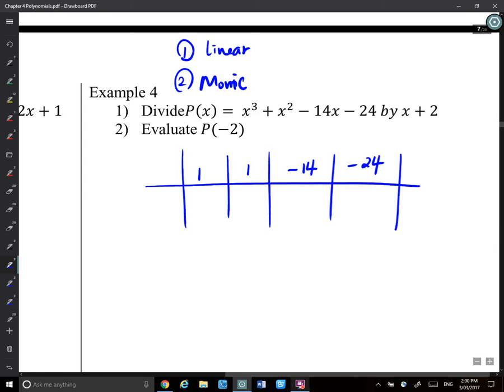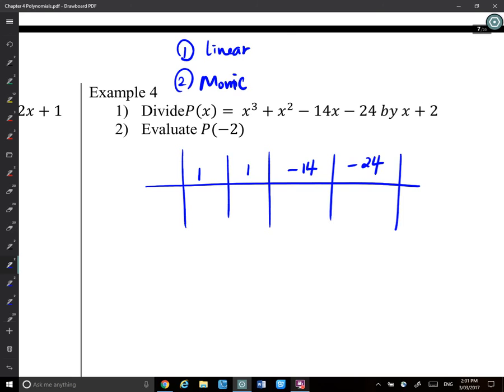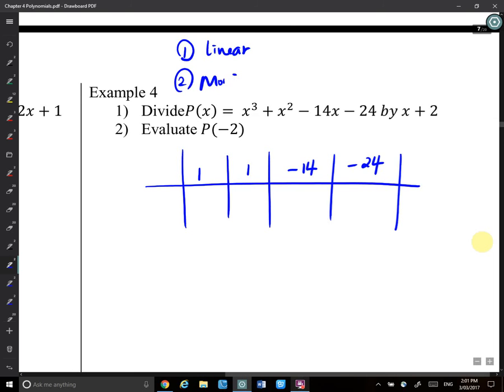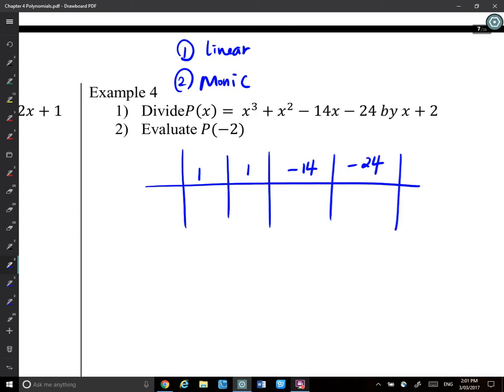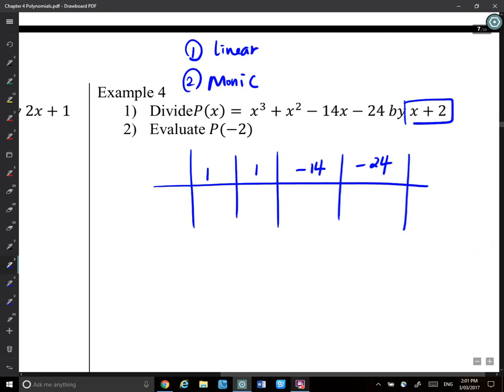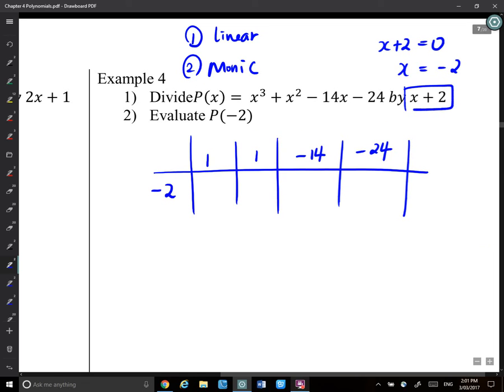Okay, what's monic? We just learned. It's not the number in front of x, it's the coefficient in front of the leading term. And x is the leading term here, so the coefficient is 1. So it's a monic one. It needs to be linear and monic linear. Now it satisfies that. It's x plus 2, so I make x plus 2 equal to 0. Then x equals negative 2. So negative 2 is the number I'm going to put here.